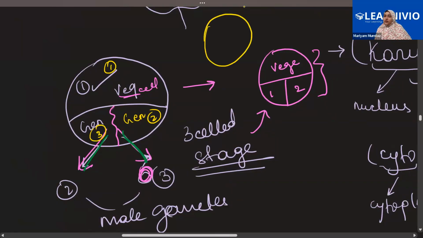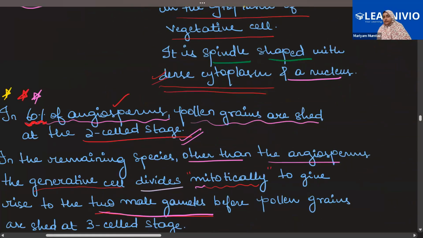Normally, when we draw the pollen grain, how many cells? 1 and 2. Isn't it? This is clear?